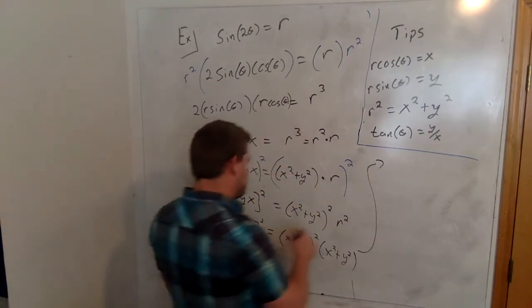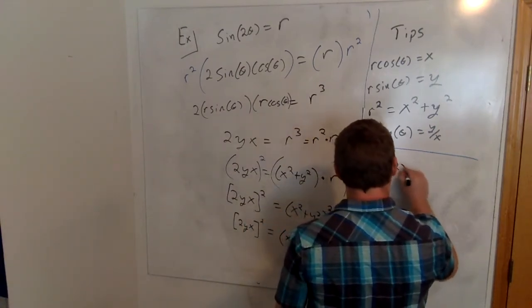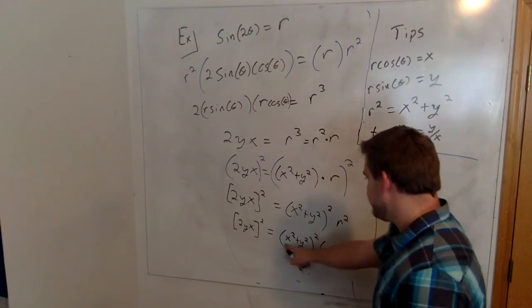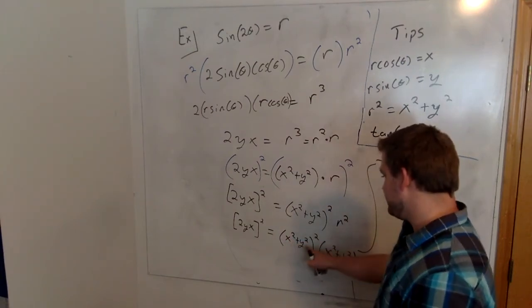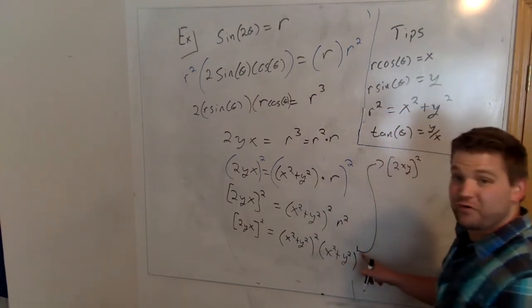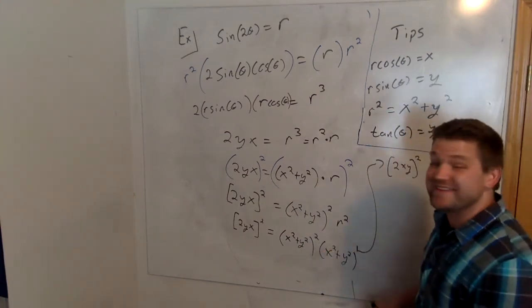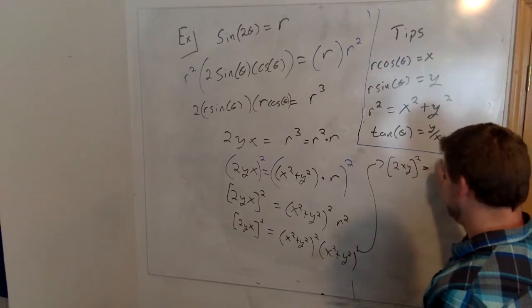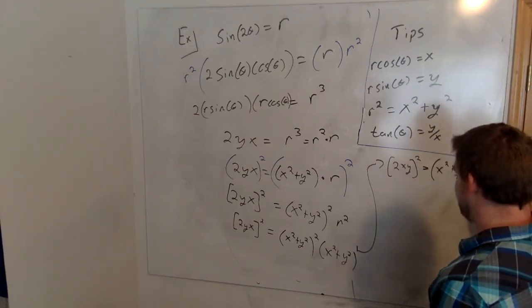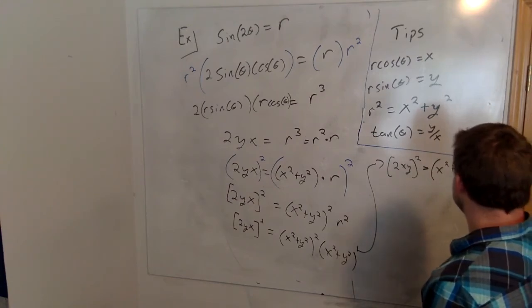So this will be the same thing as 2xy quantity squared. And now I have x squared plus y squared quantity squared, and then I just have x squared plus y squared to the first power. Exponent rules allow us to add these together. So this is going to be x squared plus y squared quantity cubed.